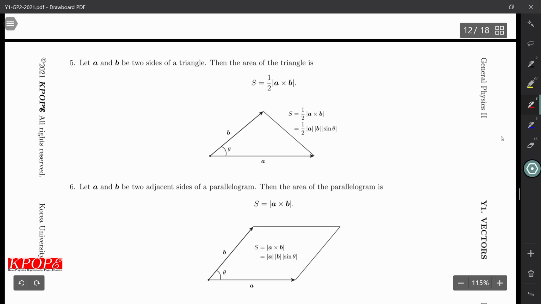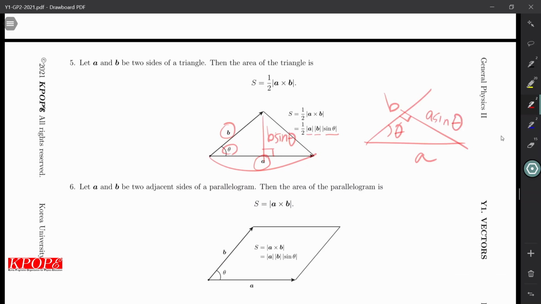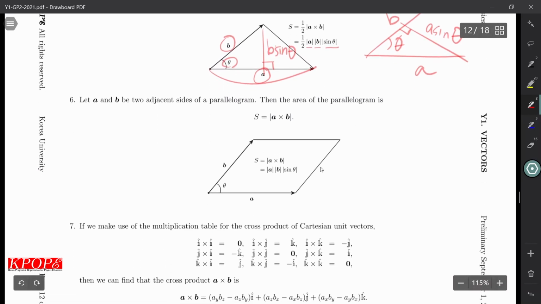Next, we consider a triangle. We have vector A, vector B. There's an angle between A and B. So the area of a triangle can be expressed as 1/2 times the magnitude of A, the magnitude of B, and sine theta. Right angle, so it's A and B sine theta, or B times A sine theta, multiplied by 1/2. That is the area of a triangle spanned by two vectors.